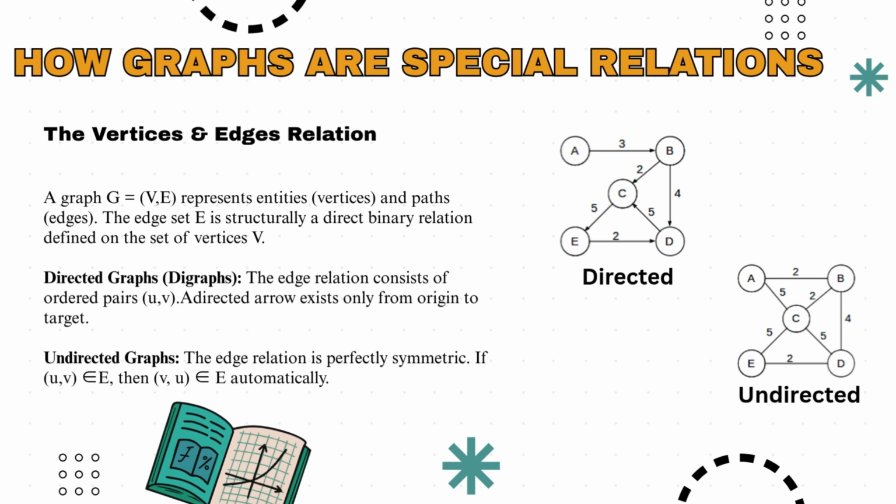We categorize these relations into two distinct graph architectures. In directed graphs, or digraphs, the relation is asymmetric, and each edge exists as an ordered pair (u, v), meaning you can only travel from origin node u to target node v. Think of this as a follow relationship on Twitter. In undirected graphs, the relation is perfectly symmetric. If (u, v) belongs to E, then (v, u) belongs to E automatically. This represents bidirectional relationships like a friend connection on Facebook.